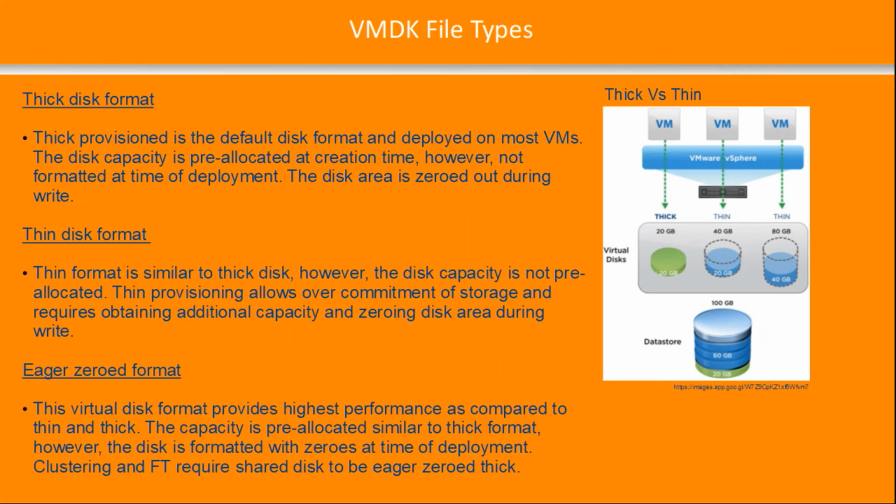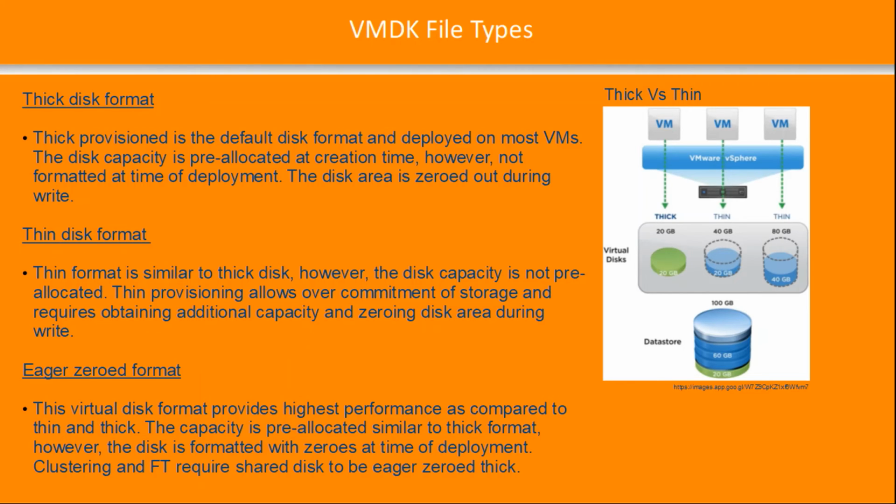The thin format is very similar to thick disk. However, the disk capacity is not pre-allocated, and it allows overcommitment of storage and requires obtaining additional capacity and zeroing disk area during write. The third format, which is eager zeroed format, provides the highest performance as compared to thin and thick. The capacity is pre-allocated similar to thick format. However, the disk is formatted with 0 at the time of deployment, which results in a faster and more scalable response. Clustering and fault tolerance require shared disk to be eager zeroed thick.